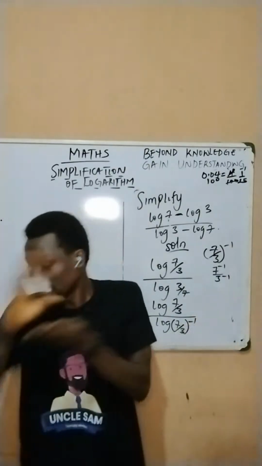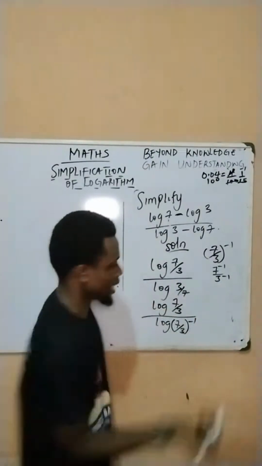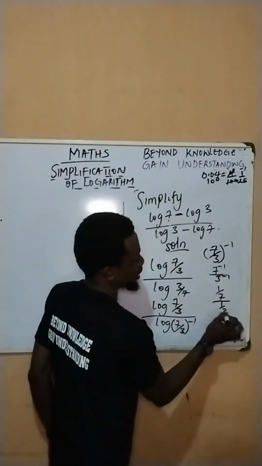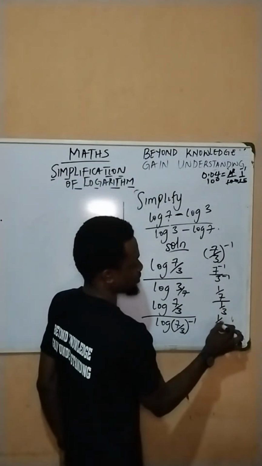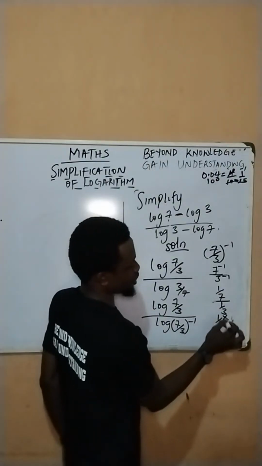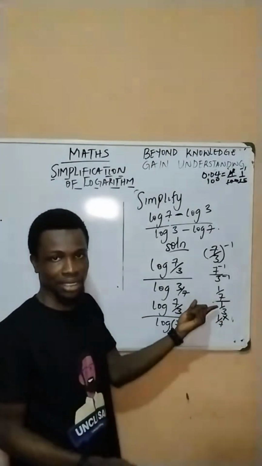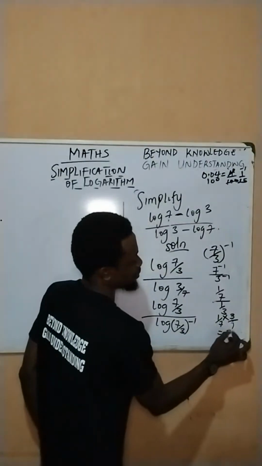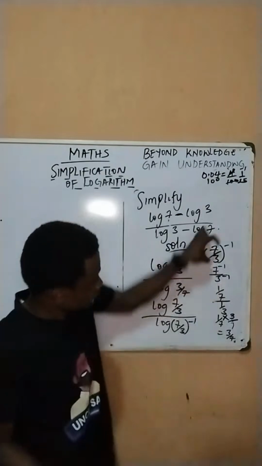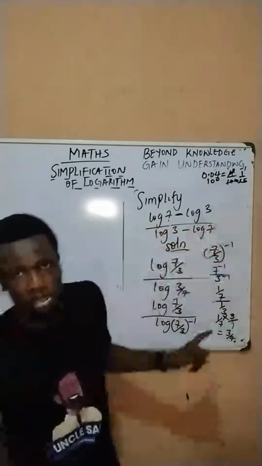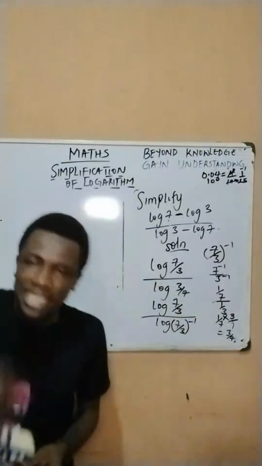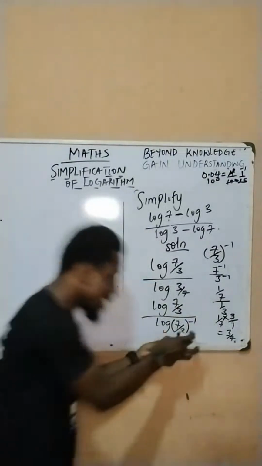Anything that is raised to the power of negative is the same thing as the inverse. That is 1 over 7, then all over what? 1 over 3. Which is the same thing as what? 1 over 7. This division changes to multiplication, and then you invert this fraction, becomes 3 over what? 1. And that will give us 3 over 7. So this 7 over 3, all raised to the power of -1, is still the same thing as what? 3 over 7.